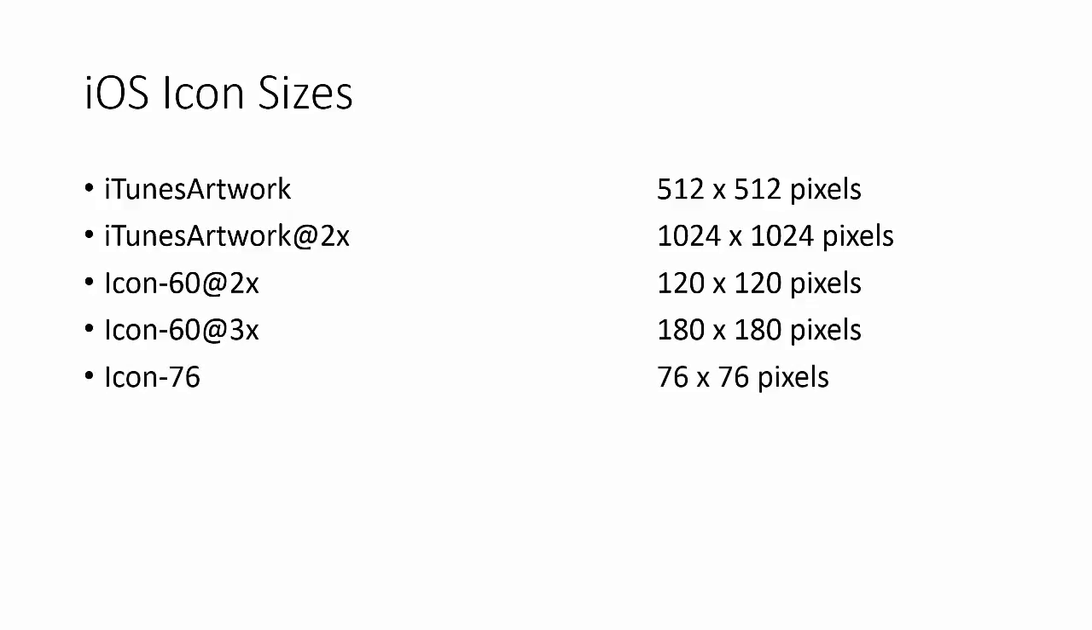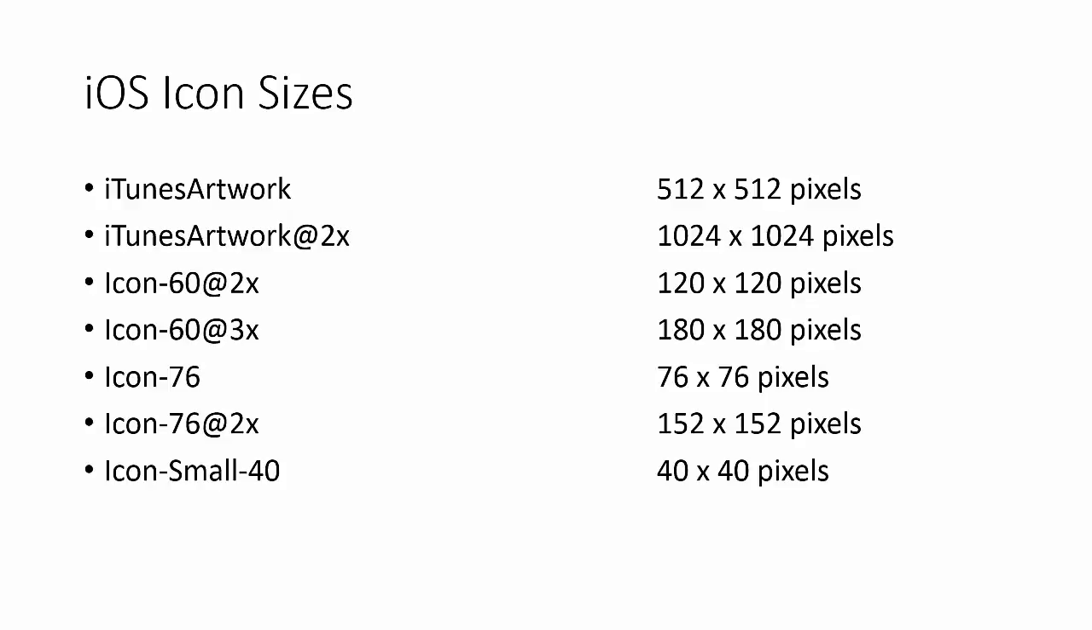The icon 76 needs to be 76 by 76 pixels, and it's the home screen icon for iPad. We also have an at 2 times for this at 152 pixels by 152 pixels. This is used on the home screen of any iPad that has a Retina display. We have icon small 40 at 40 by 40 pixels. This is just used for spotlight. And an icon small 40 at 2 times. This one's used for spotlight on devices that have a Retina display.